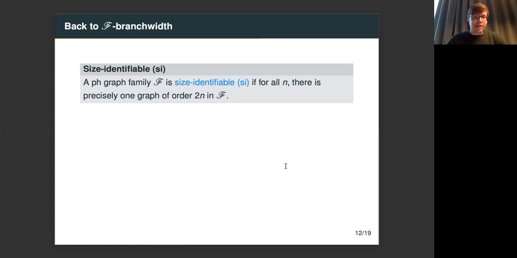For that, we introduce the notion of size identifiable families, and we say that a partner hereditary graph family is size identifiable if for all n, there is precisely one graph with 2n vertices in F. In other words, for every n, there's precisely one graph that witnesses width n.